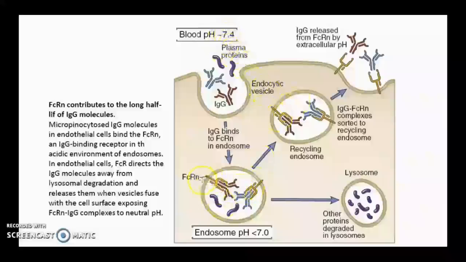When the molecule of IgG is pinocytosed into an acidic endosome, it must be selected by the neonatal Fc receptor and recycled to the recycling endosome, and then recycled to the circulation. Other components of the acidic endosome must be degraded by lysosomes.